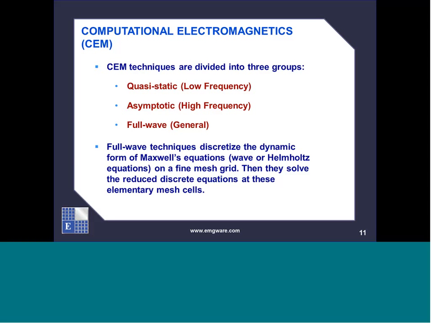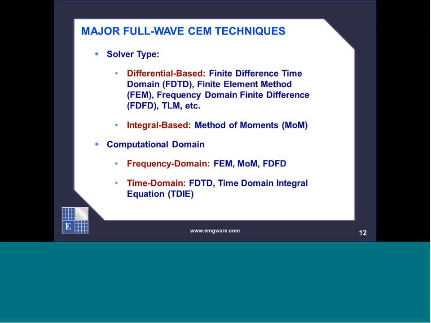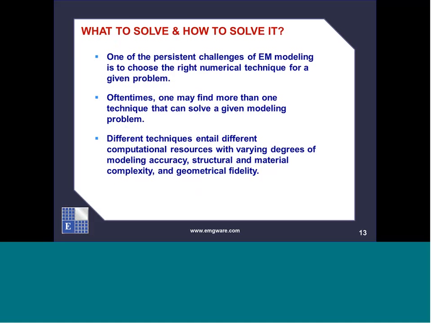So when we have an electromagnetic modeling problem, what do we have to solve and how to solve it? One of the problems that most people have when you have an EM modeling problem is there are so many different numerical techniques, which one to choose. And sometimes it's possible that you may find more than one technique that can solve your problem. For example, a patch antenna can be solved by method of moments, it can be solved with finite elements, and it can be solved with FDTD. Similarly, a bandpass filter, planar filter, can be solved with method of moments, or with finite element, and with FDTD.